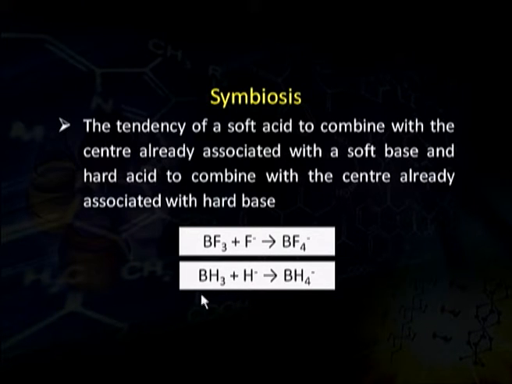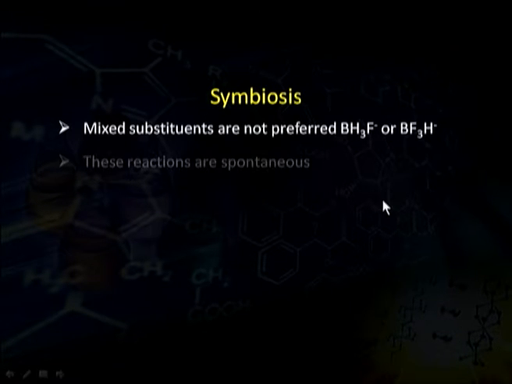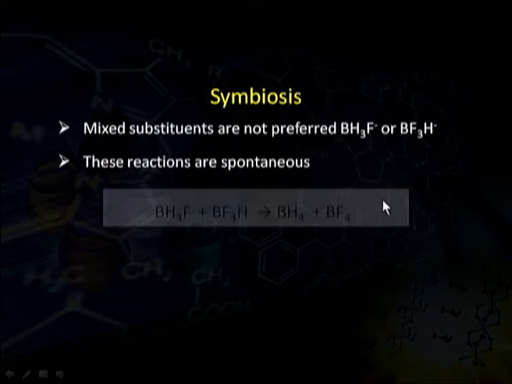This is another example where boron is attached to hydride ions, and when it reacts with a 4th hydride ion, it again easily gets attached and forms BH4 minus. So, symbiosis is very simple, and we can say fluoride is a hard base and it easily gets attached to a center which is already attached to a fluoride ion. According to symbiosis, mixed substituents are not preferred, like BH3F minus or BF3H minus. Such types of complexes are not favored.